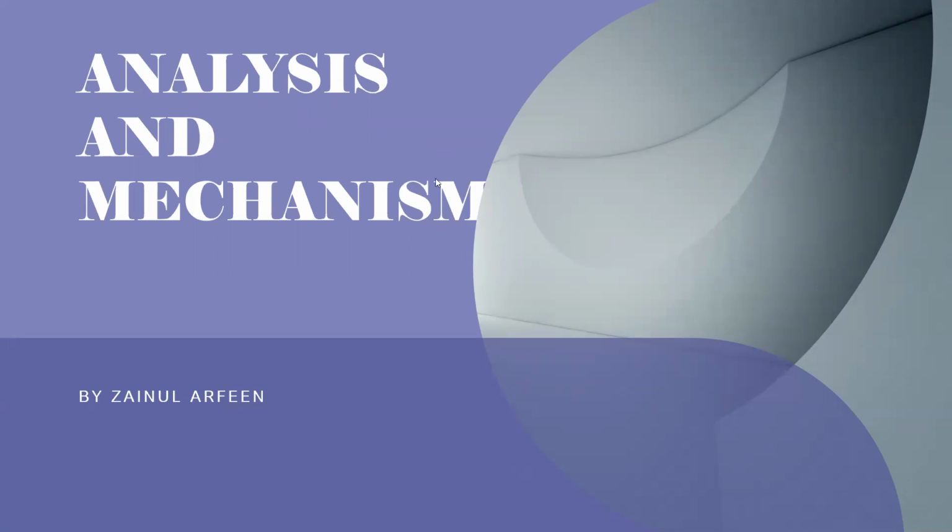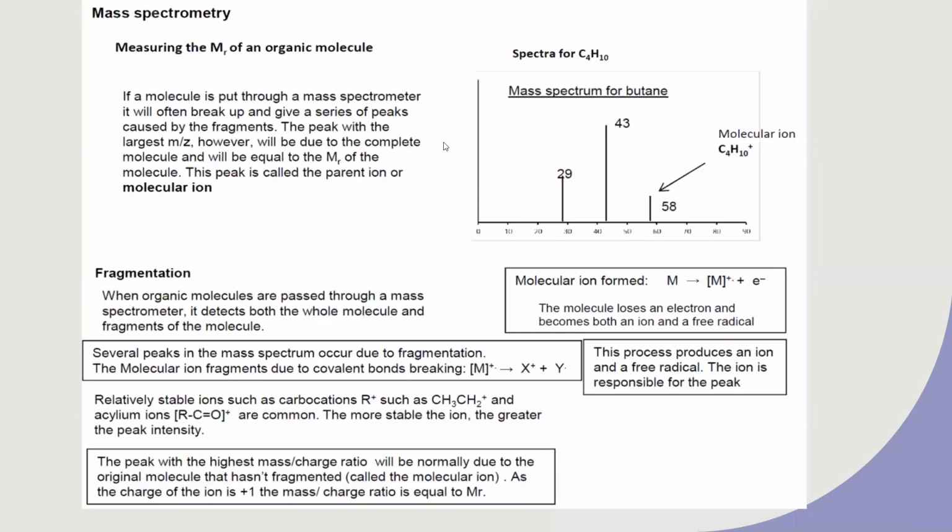So first one, analysis. We can analyze the molecule by using a mass spectrometer. Basically, what are the steps in a mass spectrometer? First we vaporize the sample. The reason why we vaporize the sample is so that it can flow. So vaporization of the sample is the first step. After vaporizing, the sample is now converted into a gaseous state.